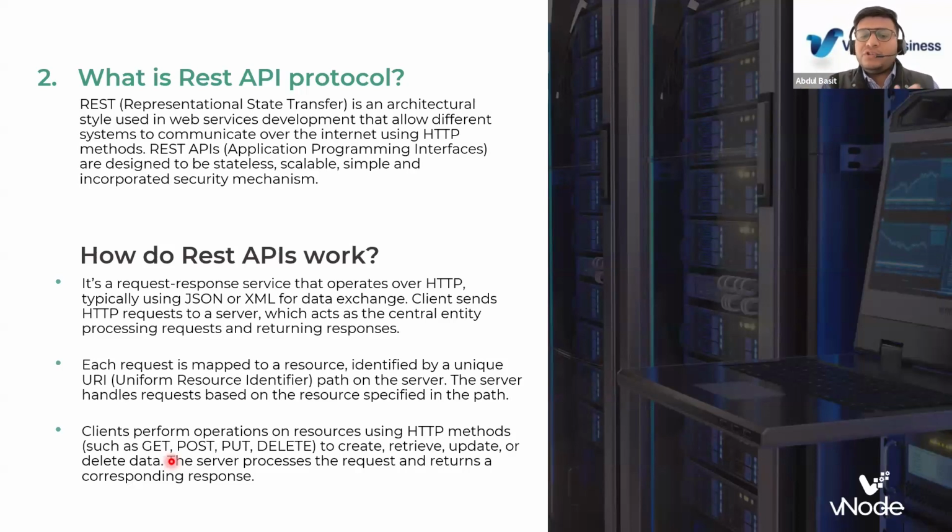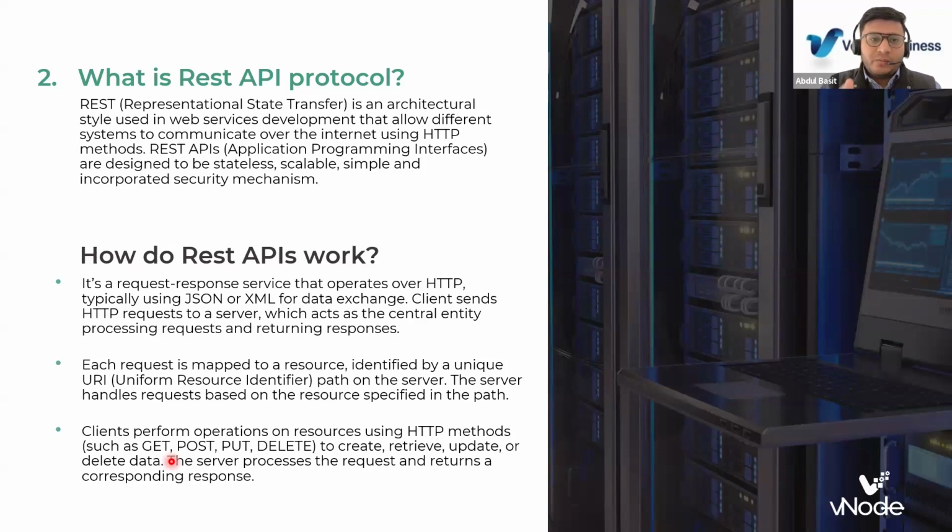The typical format which we use in REST APIs is JSON or XML for the data exchange. Each request is basically mapped to a resource identified by a unique URI. URI means uniform resource identifier path on the server. So when the server receives the request, it handles the request based on the service specified on the path.